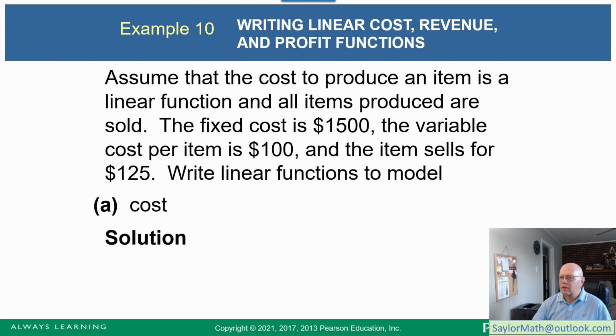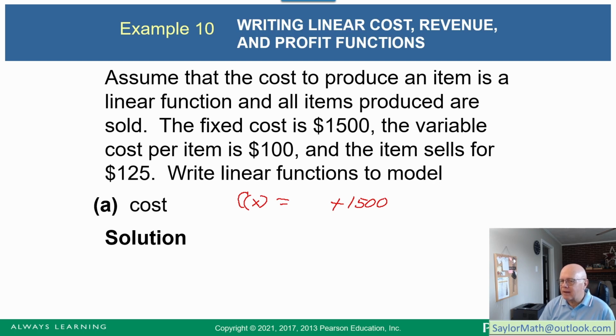So let's look at an example. Suppose the cost to produce an item is a linear function. Let's keep it simple. And all items produced are sold. Good. So we make them, we sell them. The fixed cost is $1,500. Variable cost per item is $100, so whatever it is. So first of all, what's the cost function? Well, right off the bat, we've got a fixed cost of $1,500. So even if we don't make any of those products, we still have to pay out $1,500 for this month or this week, whatever it is.